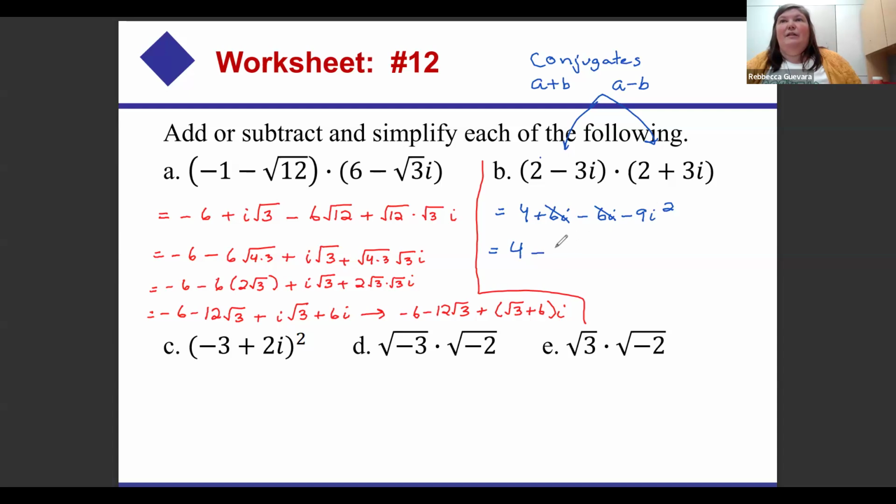And then because we got this i squared here, that is just going to be negative 1. So this is really just 4 plus 9, or 13. So when you multiply conjugates, one of the cool things that will happen is that if they're conjugate complex numbers, they will give you a real number.